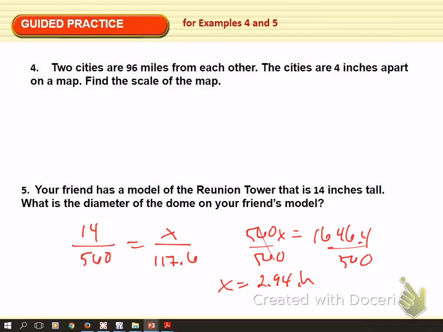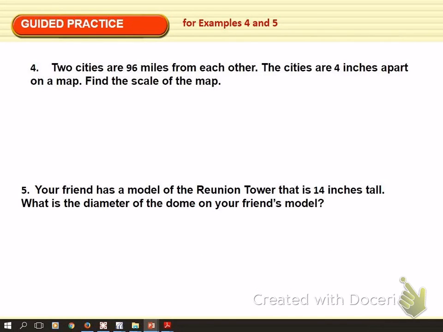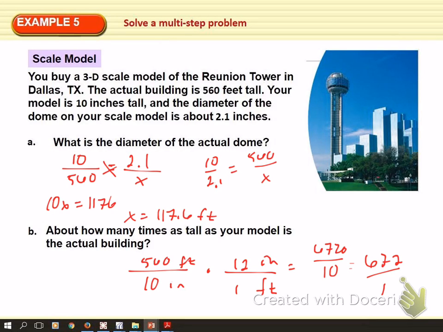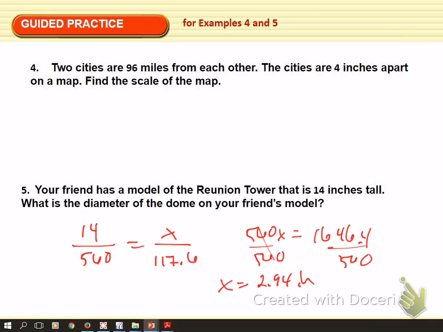So the diameter of my friend's dome, wait a minute, does that make any sense here? Let's make sure our answer makes some sense. Okay, yeah, the diameter of my scale model was 2.1 inches, and we've got 2.94 inches for my friend's. And it should be a little bit bigger because his tower is taller. So there you go. Okay? That's it. Your homework's out in Canvas. Make sure you get that done by next time.